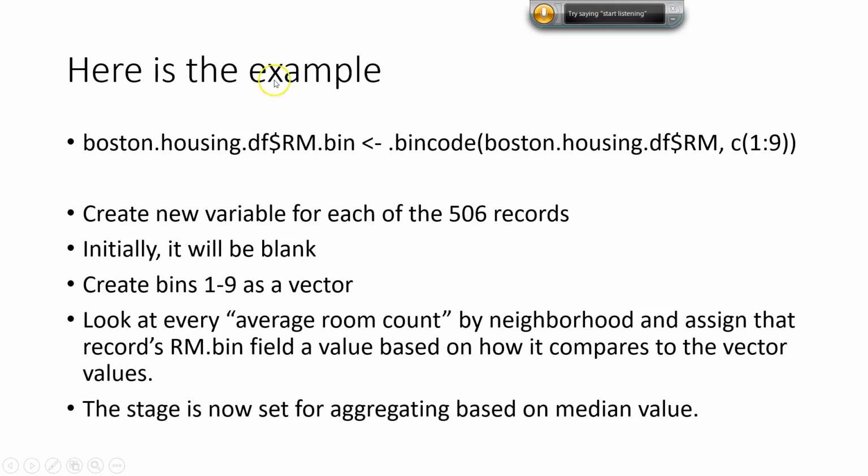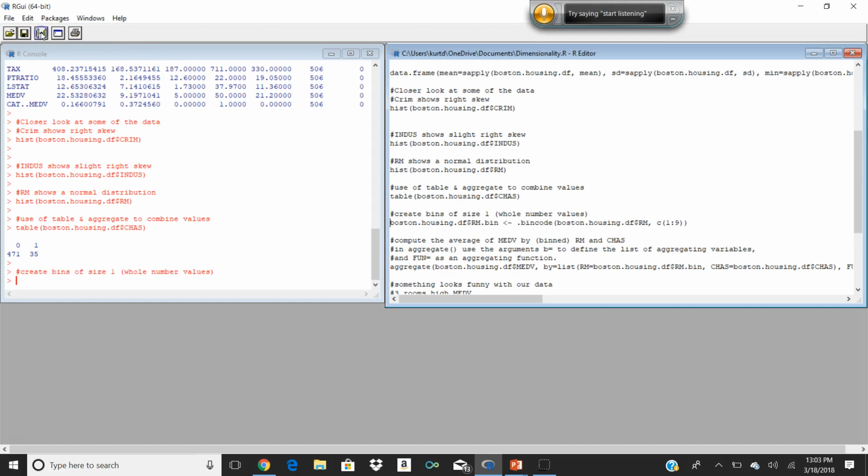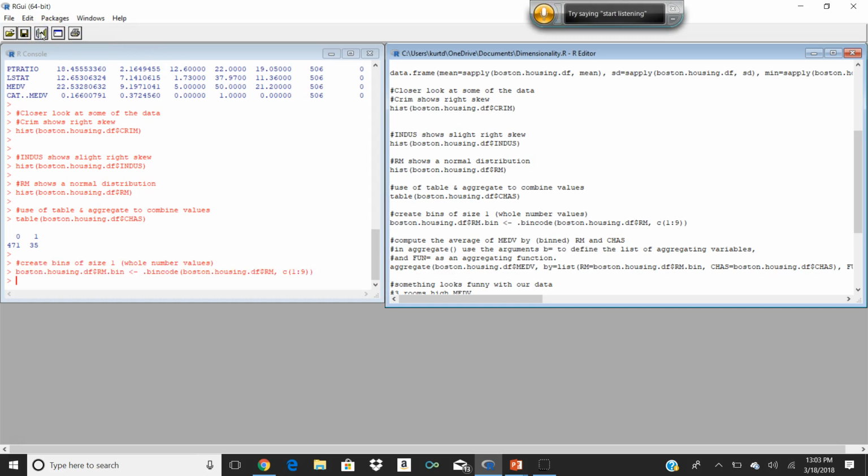The first thing we'll do is worry about this binning, this bincode. It's going to add a field to our data, so it'll be the 15th field, called rm.bin. It's going to populate it with whatever category bincode assigns for each of our average room values, a single integer digit. All right, here is our bincode command, so we'll go ahead and run that. Okay, it is done. We don't really see it, but it's done.